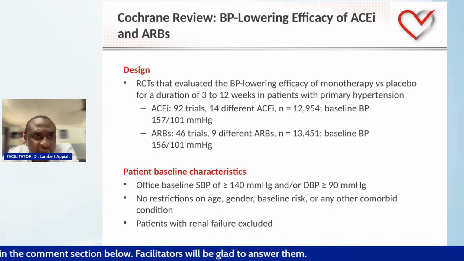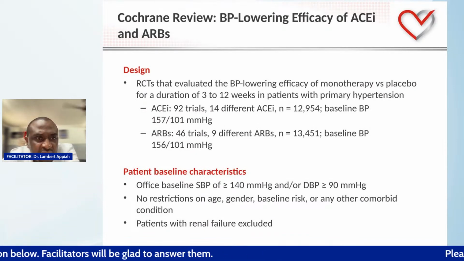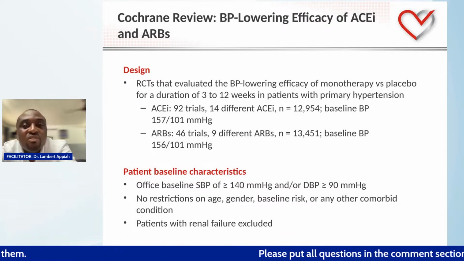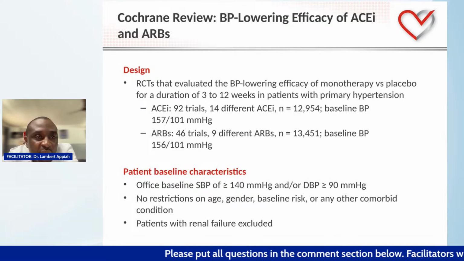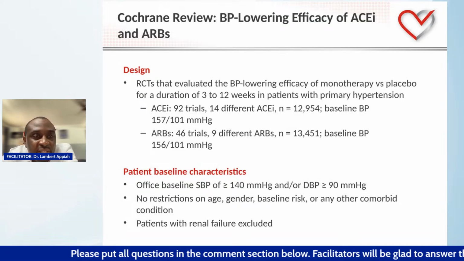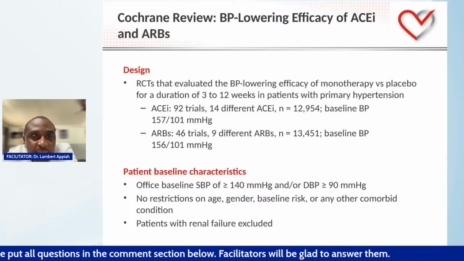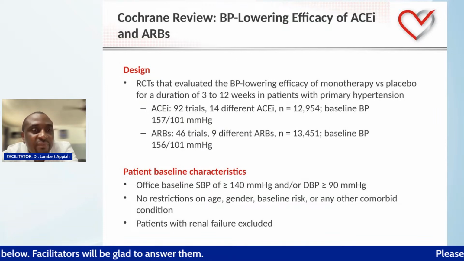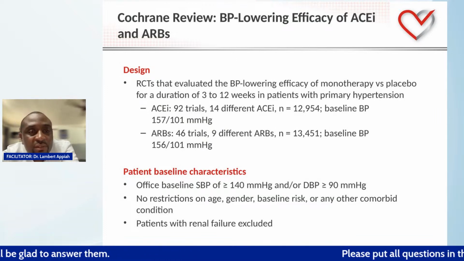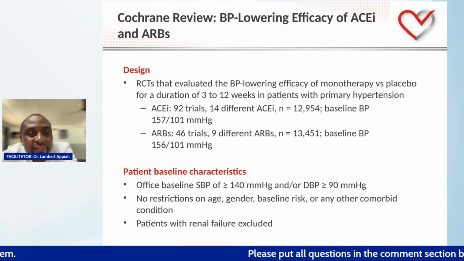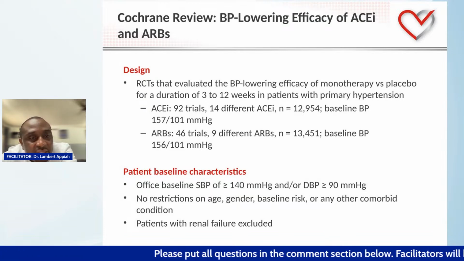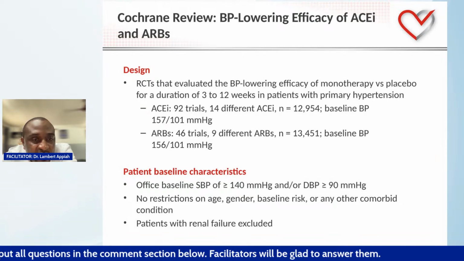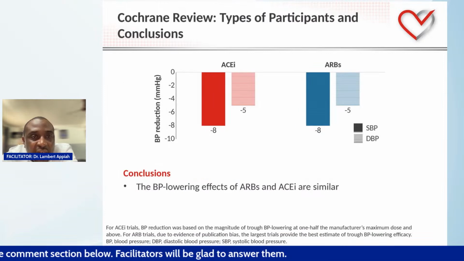And the evidence from this Cochrane review, which looked at randomized controlled trials that evaluated BP lowering efficacy of monotherapy versus placebo. So we had about 92 trials based on ACE inhibitors, 14 different ACE inhibitors. These patients had baseline blood pressures on average 157, compared to ARBs, 46 trials, which comprise nine different ARBs. The patient characteristics: office blood pressure more than 140/90, no restrictions in terms of age or comorbidities. They excluded patients with renal failure.